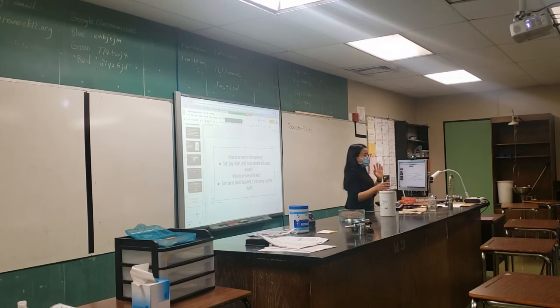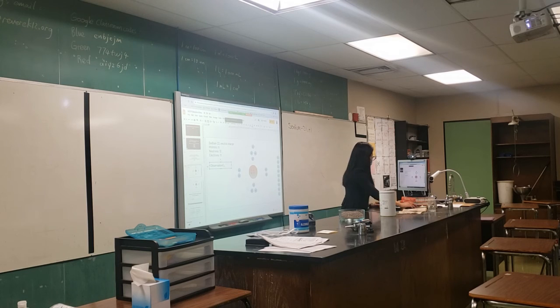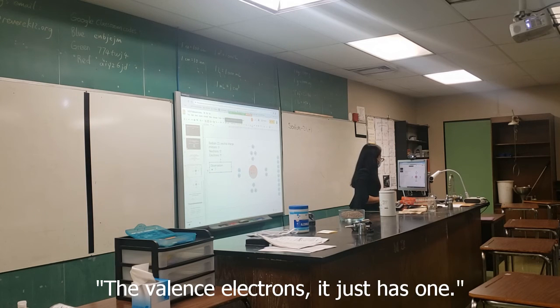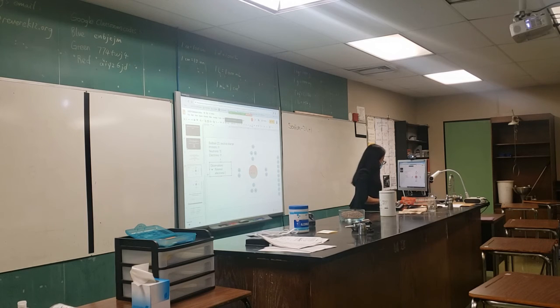Okay, so I think maybe we're getting the idea that there are two different types of sodium: sodium that is the metal type and sodium that looks kind of like this, right? So here is sodium. I'm gonna call on people to give me some observations. Callie, are you there? What do you observe about this structure of sodium? The valence electrons, just add one. There's one valence electron? Yeah.